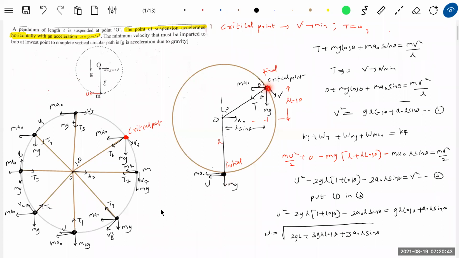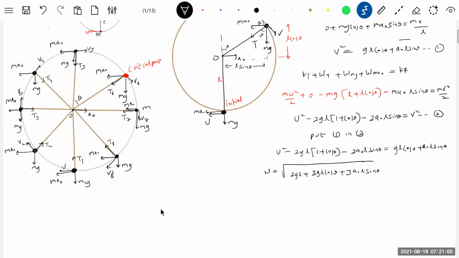Where the velocity will be minimum. When will the velocity be minimum at the critical point? When tension is 0. So there is a reason why we are proceeding. Are you getting it now? I think this is the idea. Now we will differentiate this.